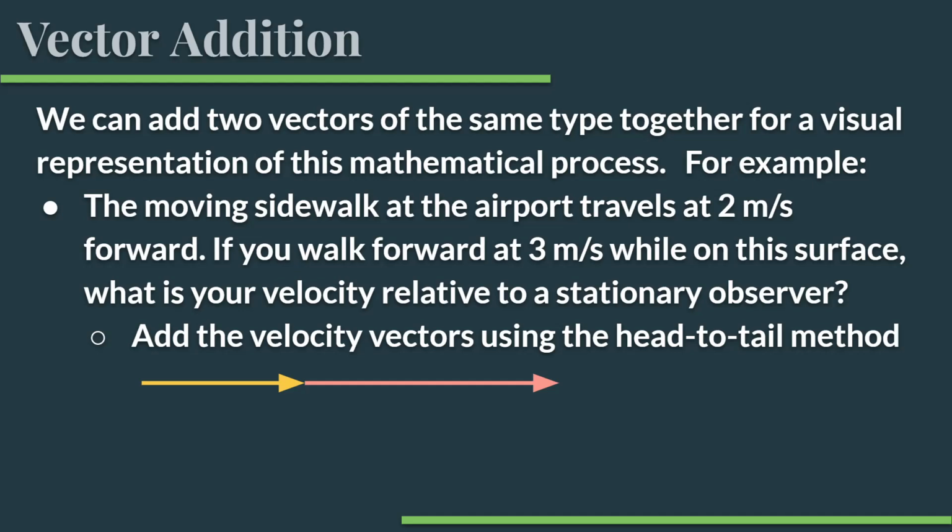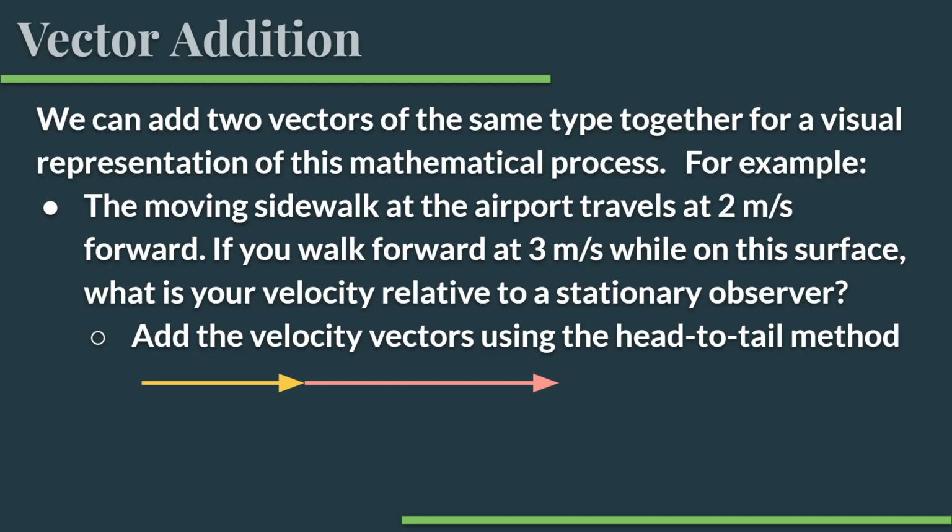And then the pink vector represents the walking speed of the person at 3 meters per second, so it's longer. But they're in the same direction, and they're drawn head to tail. Where the first vector ends, the head of that arrow is touching the tail of the second arrow. That's how you draw them when you're adding them.